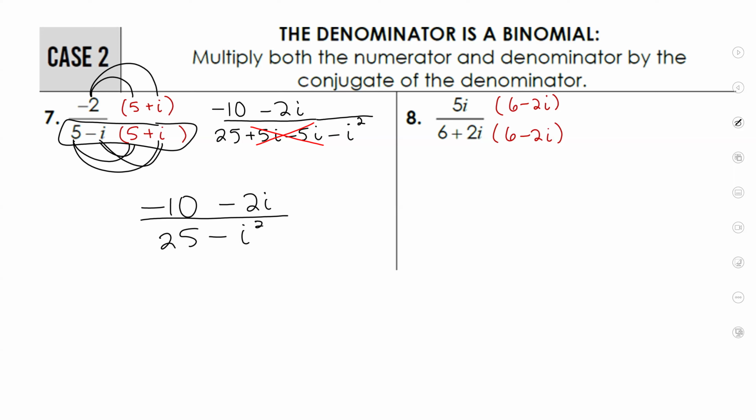When you see an i squared, what do you replace it with? Negative 1. So guys, look, erase the i squared. Don't erase that minus sign. We're just erasing the i squared and putting a negative 1 there. So guys, this becomes negative 10 minus 2i over what? 26, because you add. You have 2 negatives, so you're going to add. Now let's just simplify. I'm going to break this into 2 fractions.